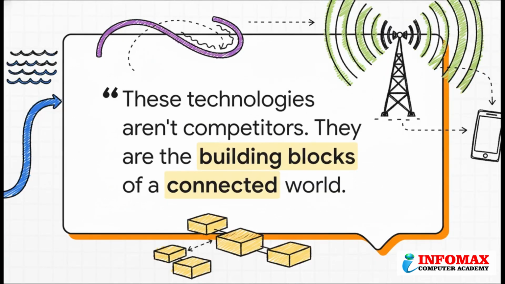And that really brings us to the most important takeaway of all this. It is not about which one of these is best. They're not competitors, they're all building blocks, and they work together in this incredibly complex, invisible dance. A signal might cross the ocean on a fiber optic cable, get beamed to a cell tower using microwaves, and then finally arrive at your phone as a Wi-Fi radio signal. They're all essential pieces of the puzzle.